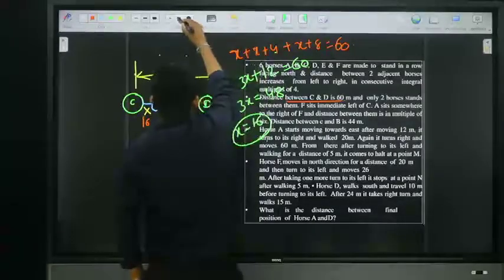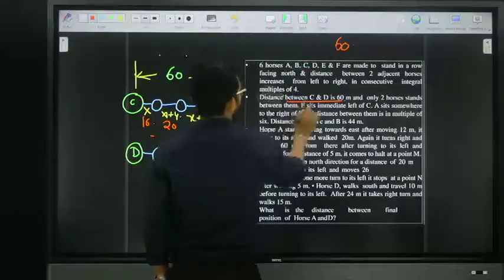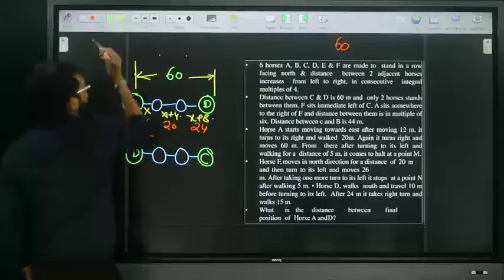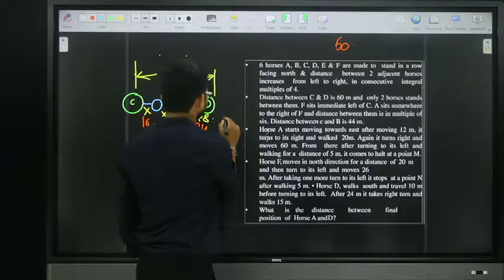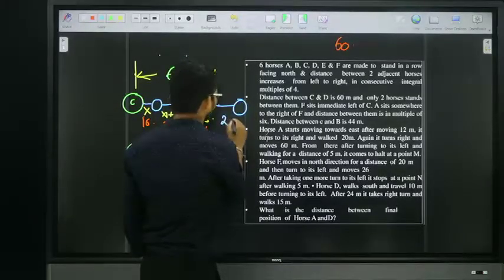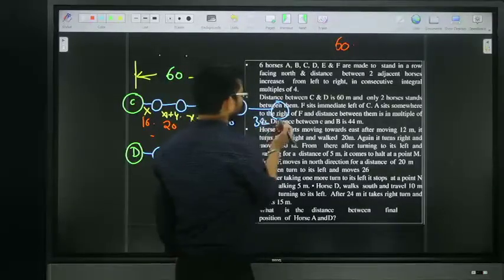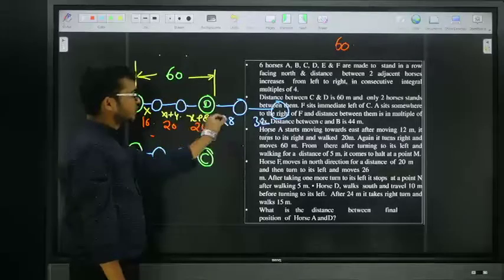Suppose we take the next one. After 24 comes 20, and again we have one more horse, so this one is 28. Again we have one more horse, so this one is 32. That means 16, 20, 24, 28, 32.